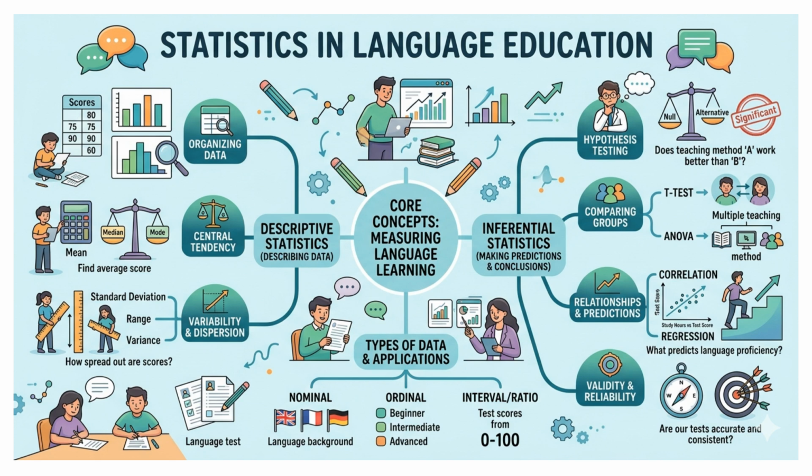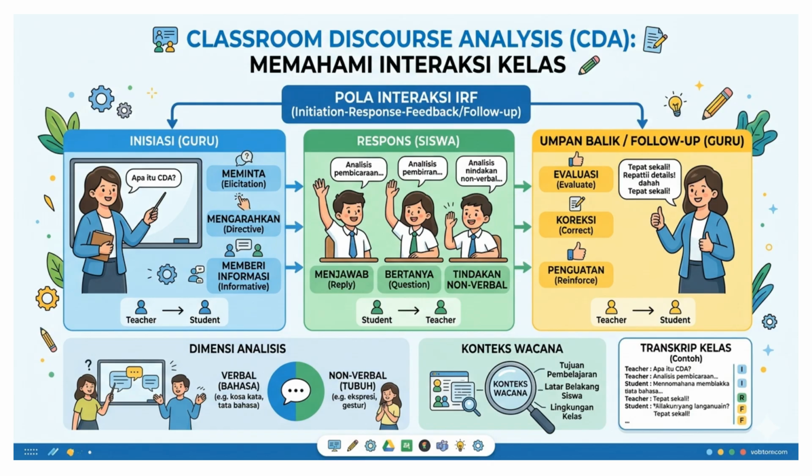This slide covers statistics in language education. Core concepts include organizing data, central tendency, and descriptive statistics. Key areas are inferential statistics, hypothesis testing, and comparing groups. The diagram also illustrates concepts like variability and dispersion, types of data and applications, and validity and reliability in language testing. Classroom discourse analysis, or CDA, helps us understand classroom interaction.